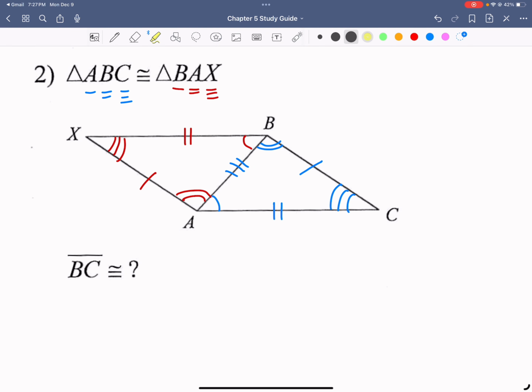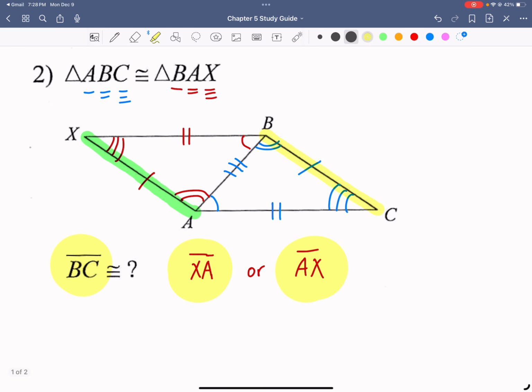Now, this time it's asking you for a side length. You can tell because it has this little bar on the top. What is BC congruent to? So B to C is going to be this one right here. Well, look on the other triangle and see where it has the exact number of tick marks. It's right here. So this is the side that you're going to be concerned with, so I'm going to highlight that part. Now, how do you write that as a side length? Well, that's just going to be XA, or if the answer choice says AX, either one will work. So make sure you're on the lookout for either of those answer choices on your test.